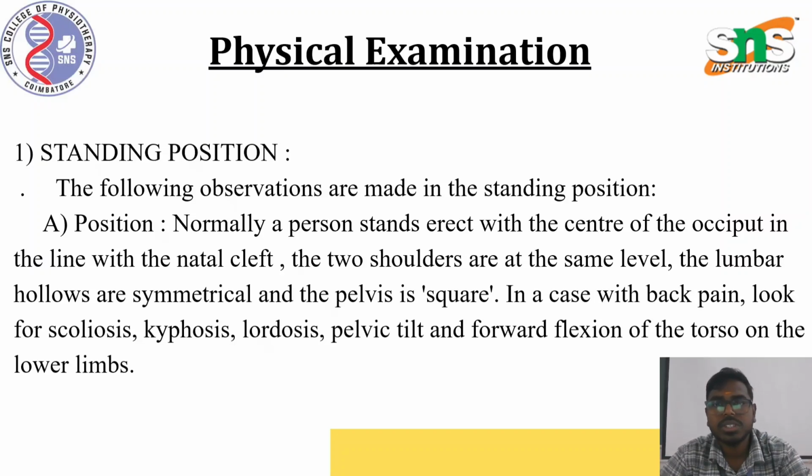The following observations are made in the standing position. Normally, a person stands erect and the center of the occiput is in line with the natal cleft. The two shoulders are at the same level, lumbar hollows are symmetrical, and the pelvis is square. In a case with back pain, look for scoliosis, kyphosis, lordosis, pelvic tilt, and forward flexion of the torso or lower limbs.